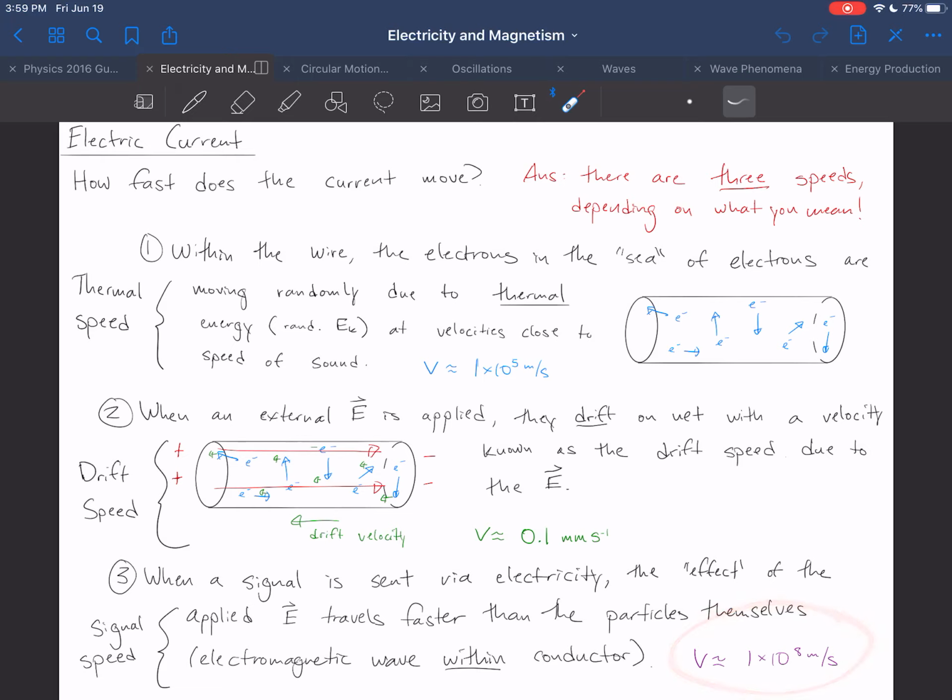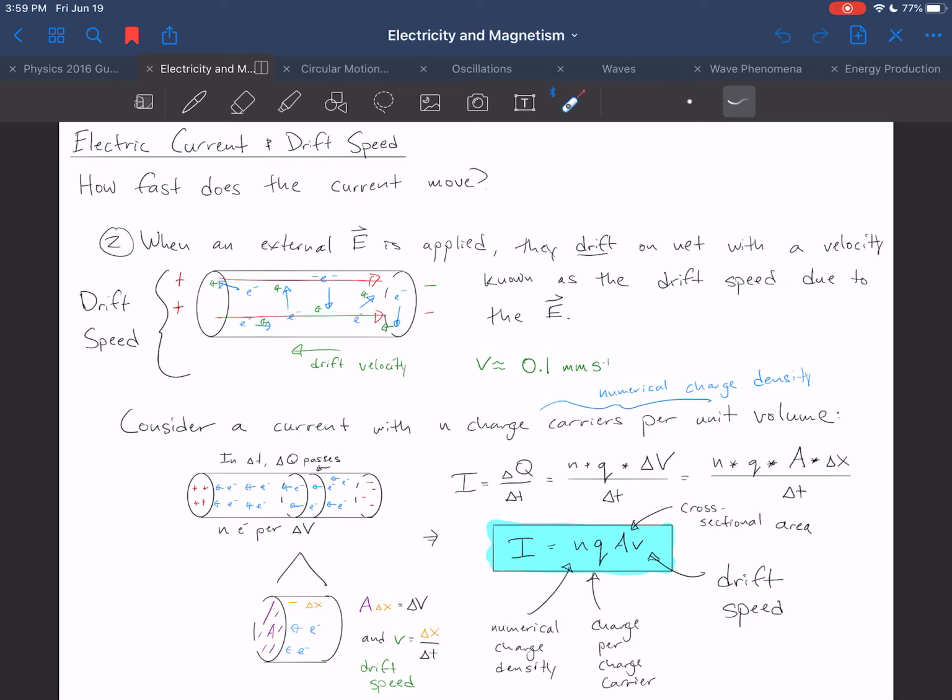about 1 times 10 to the 8th meters per second. Now, when the IB is going to ask you for the speed of the current, they mean this thing, the drift speed. But it is important to keep these three ideas separate, particularly because our calculation for the drift speed gives us a speed that seems absurdly small compared to both the signal speed and the thermal speed.